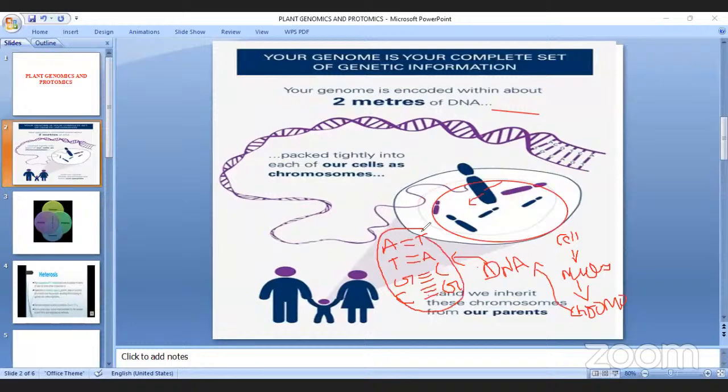So in genome, we have to study the entire set up to the nucleotide level, but only the structure of the nucleotides, how they are arranged. The functional aspect of this DNA structure and gene is studied in genomics. That is the difference between genomics and proteomics.